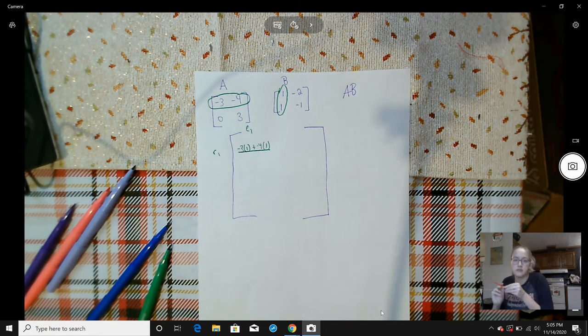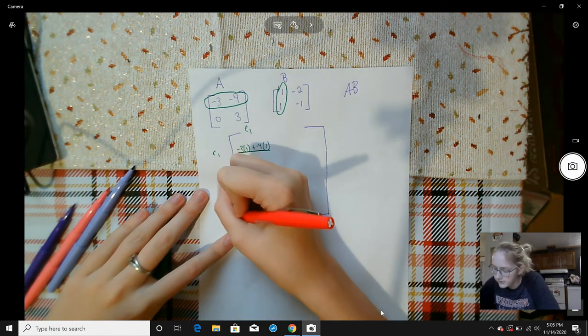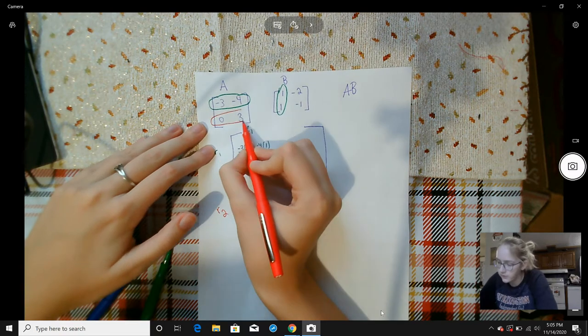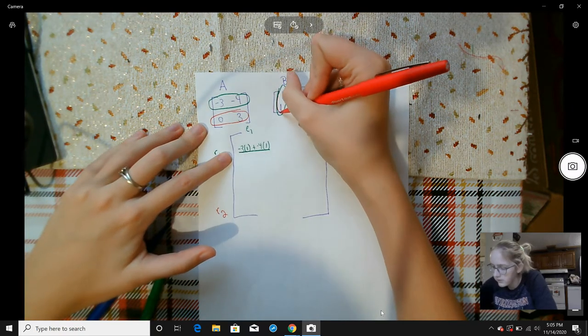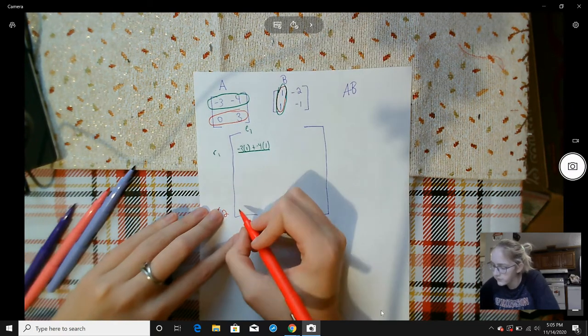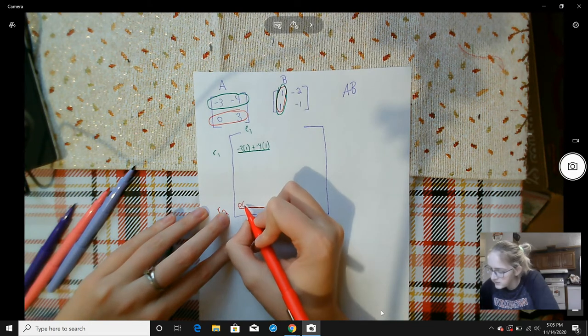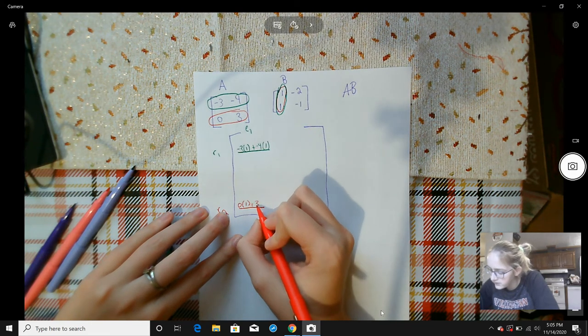Okay. Down here, we're going to have row 2, column 1. So row 2, column 1. So we're going to have 0 times 1 plus 3 times 1.